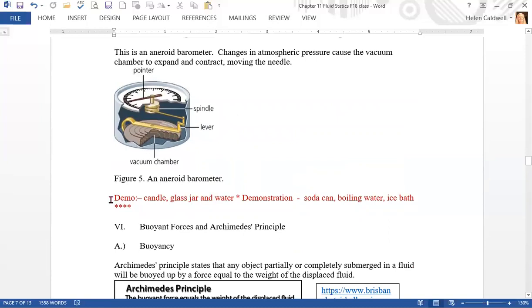In class or lab, we will do demonstrations with a glass jar and a candle, and also a soda can and some boiling water. So look for those demonstrations. I'm not sure if we'll do them in lab or class or both. I haven't decided yet.